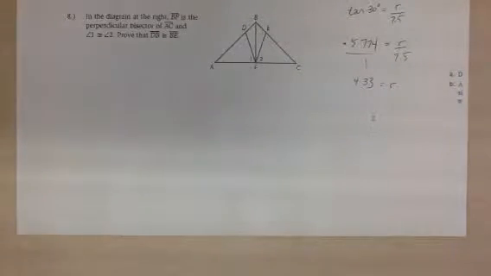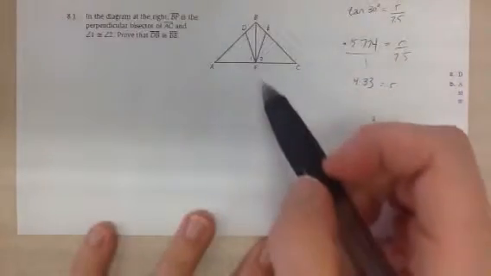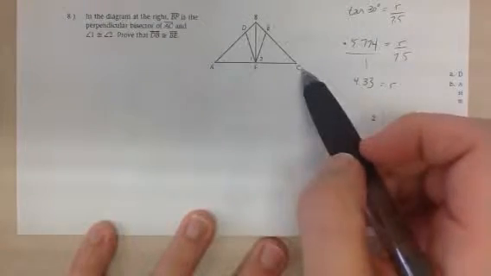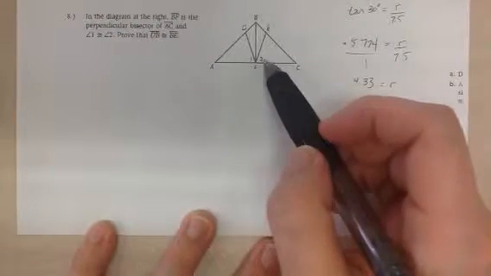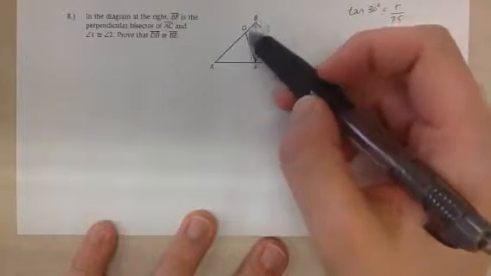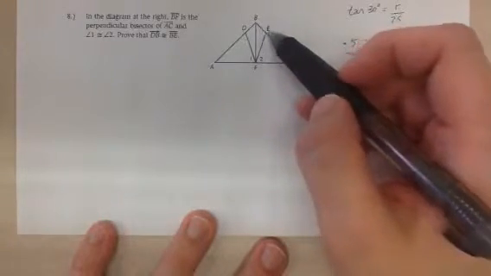For 8, this is in the diagram to the right. BF is the perpendicular bisector of AC, and angle 1 is congruent to angle 2, and they want us to prove that DB is congruent to BE.